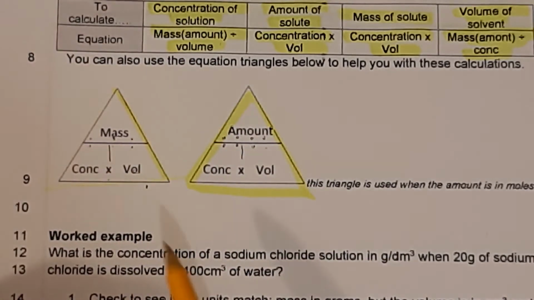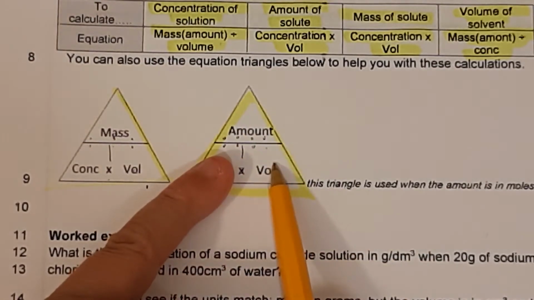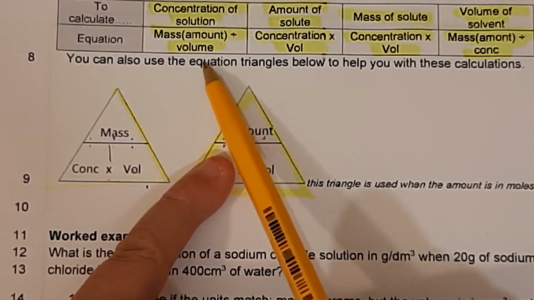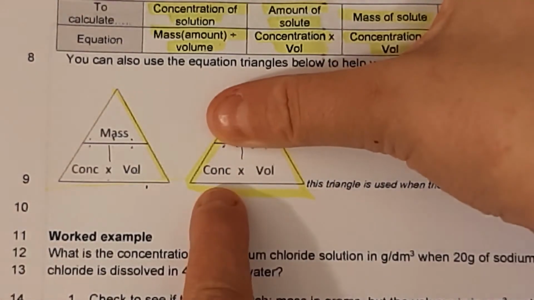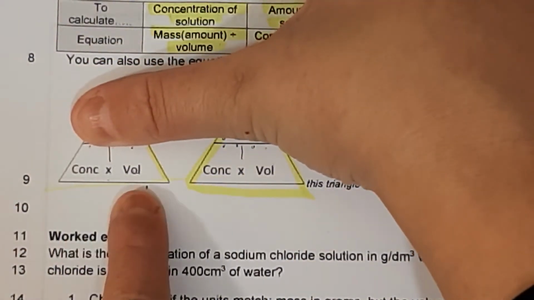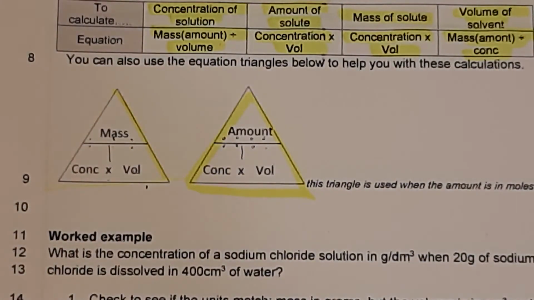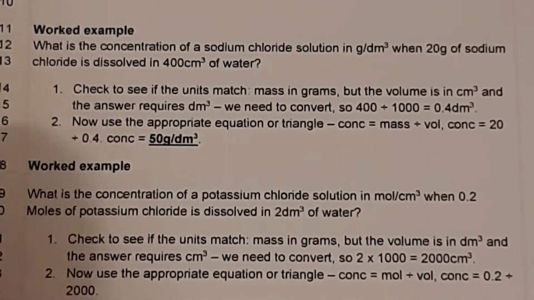If I'm looking for concentration, but I have an amount in moles instead, then it's the amount divided by the volume. Again, amount divided by volume, it's shown. And I can cover up the amount if I've got that, and I'm left with concentration multiplied by volume. Same as mass. If I've got that, then it's concentration multiplied by volume. And you can use this multitude of ways. So those are all written out up there. So here's a worked example, and we've done these calculations before.